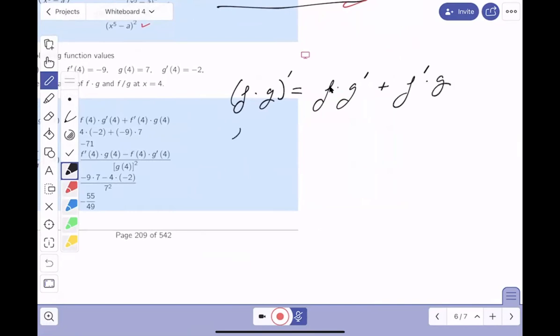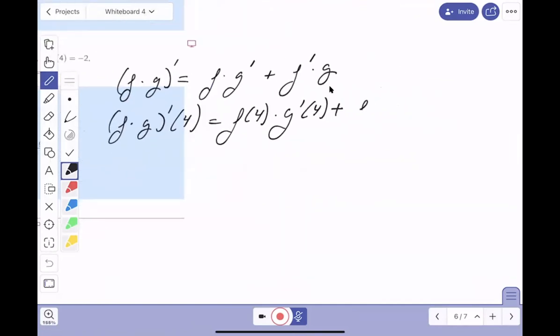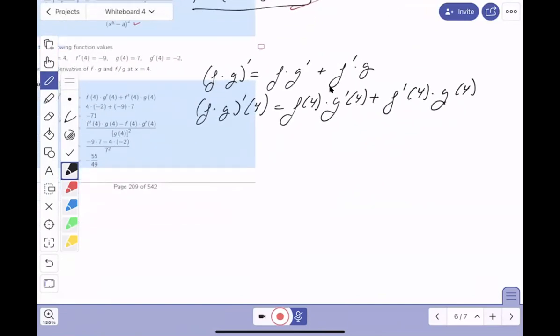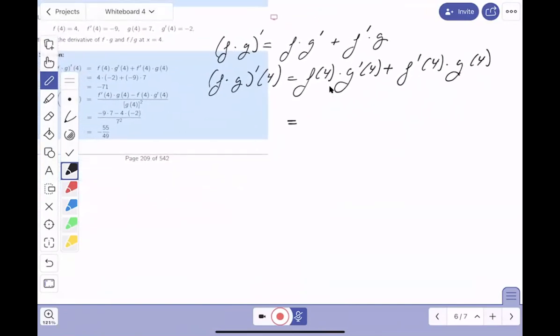Well, I'm going to write down (fg)' evaluated at 4. So it's going to be f of 4 times g prime at 4 plus f prime at 4 times g of 4. All right, let's see if we put the numbers in now. So what do you get? What's f of 4? And again, I'm not memorizing, I'm reading. What's f of 4? It's 4.